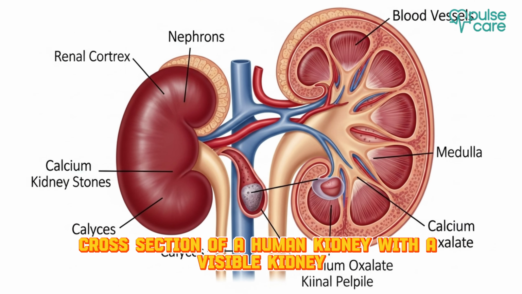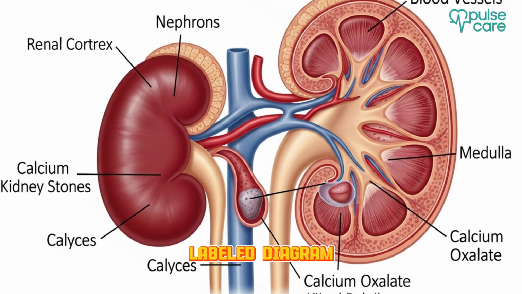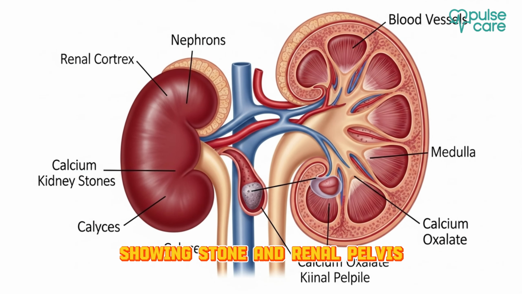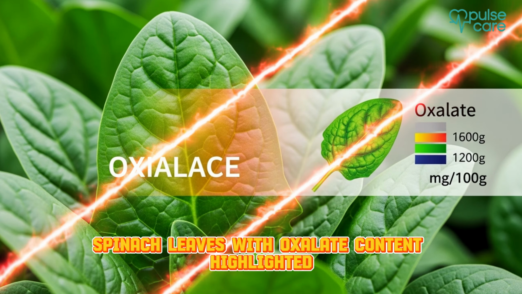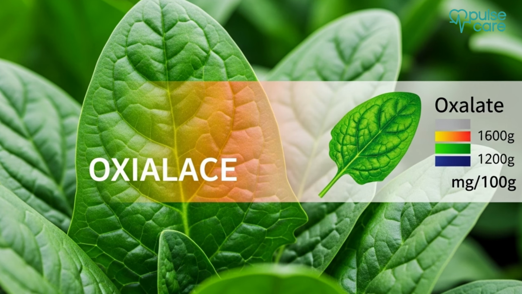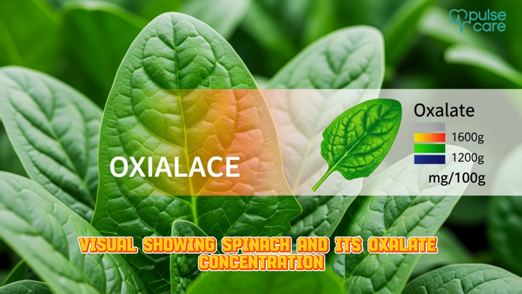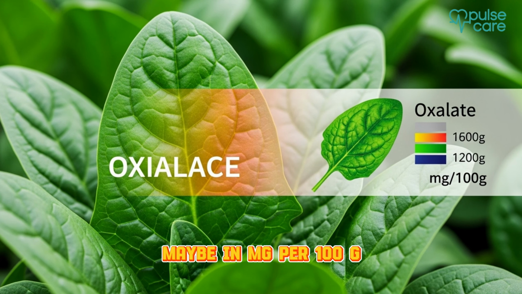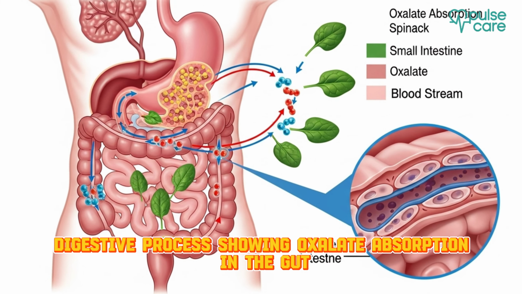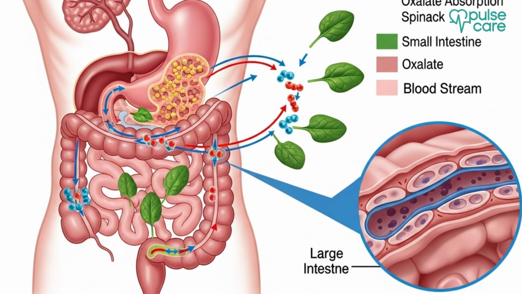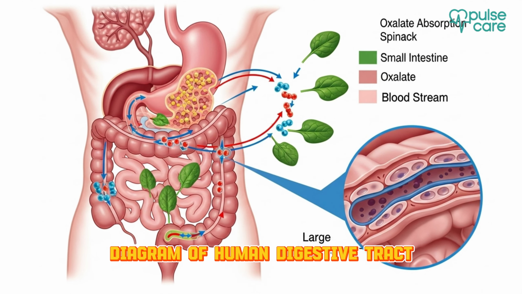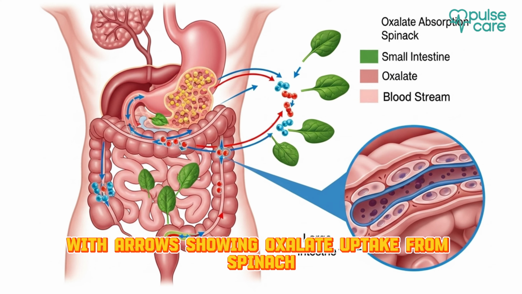Cross-section of a human kidney with a visible kidney stone. Labeled diagram showing stone in renal pelvis with oxalate as the cause. Spinach leaves with oxalate content. Highlighted visual showing spinach and its oxalate concentration, maybe in mg per 100 grams. Digestive process showing oxalate absorption in the gut. Diagram of human digestive tract with arrows showing oxalate uptake from spinach.